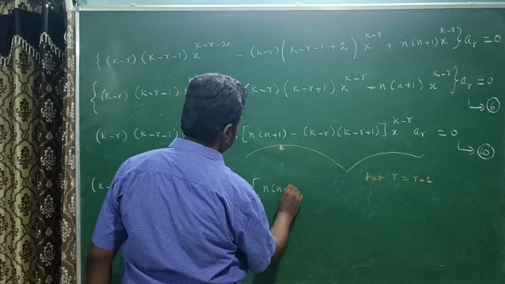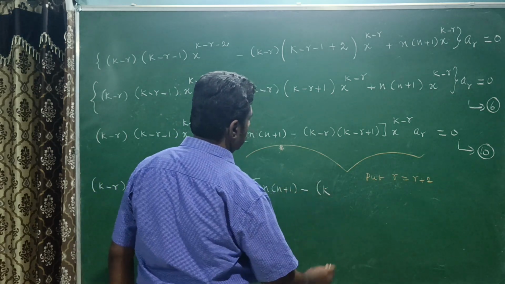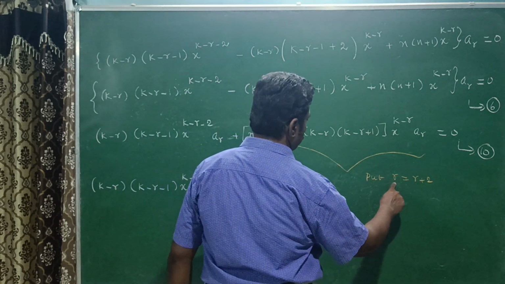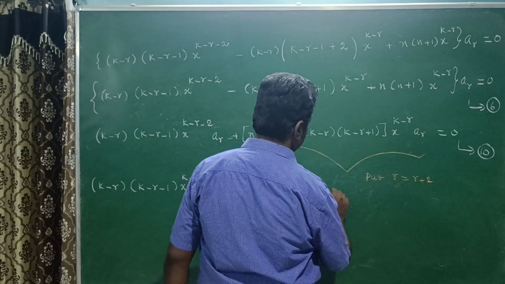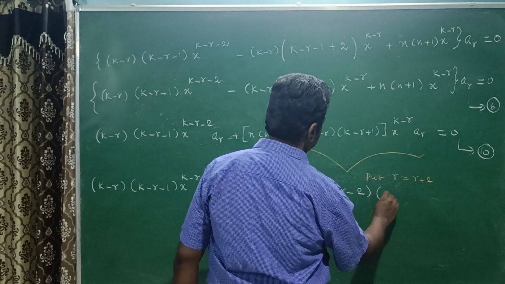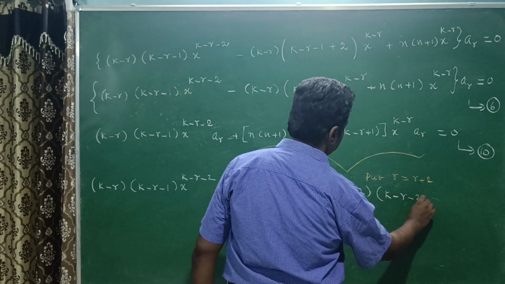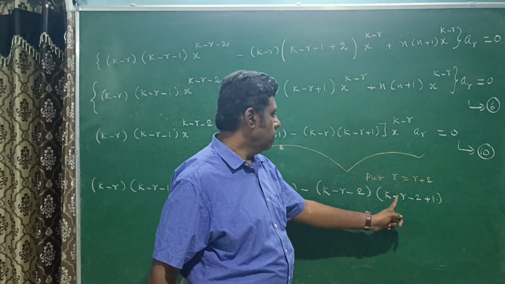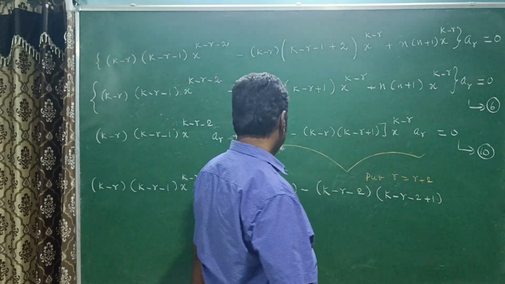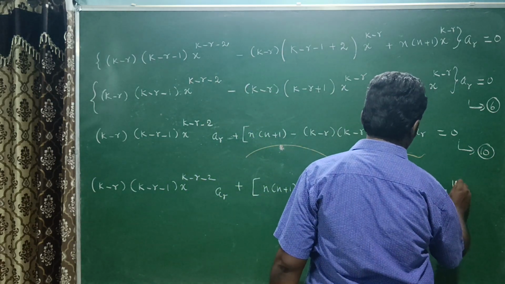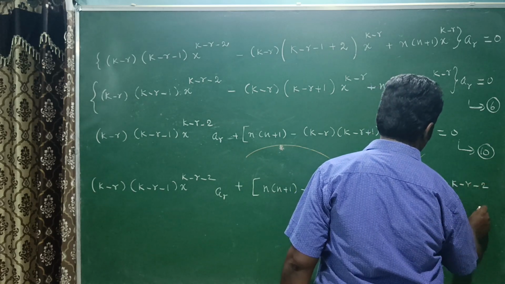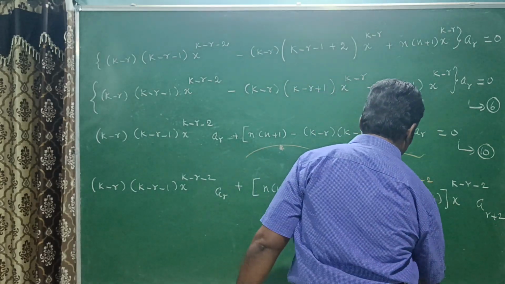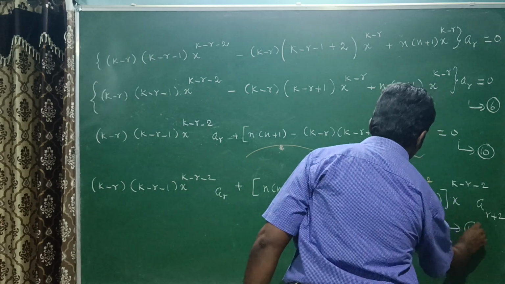n into n plus 1 minus k minus r. Instead of r you have to write r plus 2. So k minus r is k minus r minus 2 into k minus r minus 2 plus 1. Instead of r you have to write r plus 2. Minus r means minus r minus 2 plus 1. This is multiplied by x power k minus r minus 2 into a r plus 2. Instead of r you have to write r plus 2. Entire is equal to 0. This is equation 11.